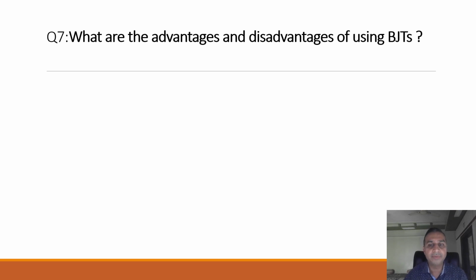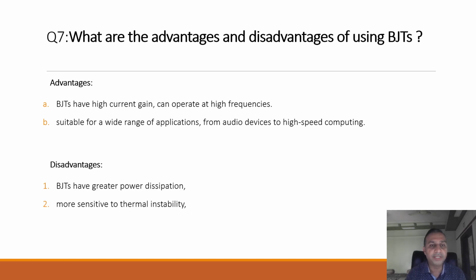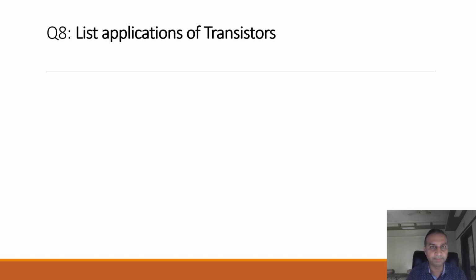What are the advantages of using a BJT? The advantages of using BJT are: BJTs have high current gain and can operate at high frequencies, suitable for a wide range of applications from audio devices to high-speed computing. The disadvantages are they have high power dissipation, they are more sensitive to thermal instability, and require continuous base current to operate, which can be less efficient in terms of power consumption.